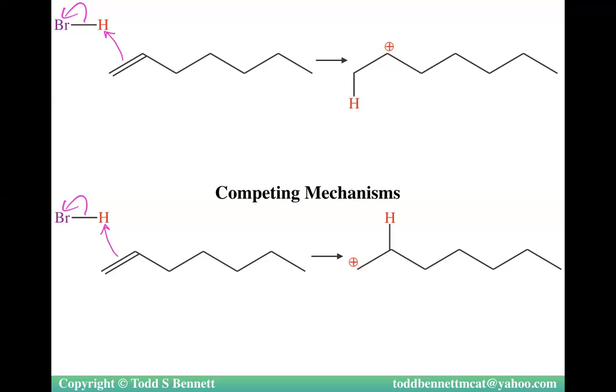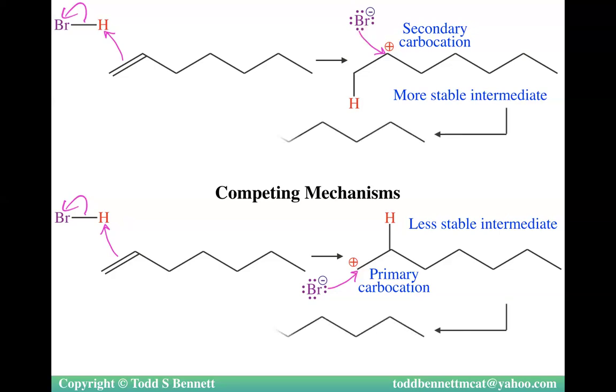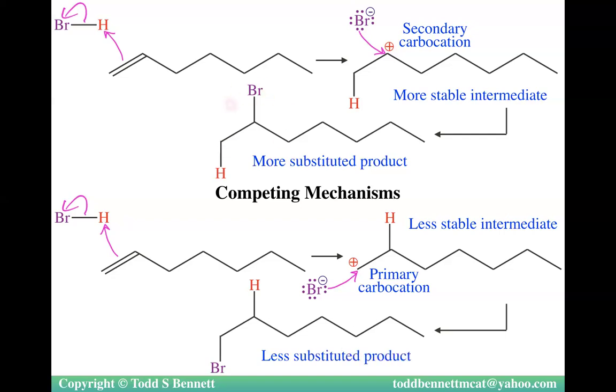On this side, primary is probably going to rearrange. So even if I did do this addition, rearrangement would be fast enough before the Br came in that you're not going to get a lot of this product, but you will get some. So secondary carbocation, more stable intermediate, primary, less stable intermediate. Rearrangement, even if the H went on here and left the positive charge here, it will move over quickly. The Br is now going to attack. It's going to attack that carbon and this carbon. So the Br minus is going to attack the positively charged carbocation. And you're going to end up with the more substituted product, the so-called Markovnikov, and the less substituted, the anti-Markovnikov.